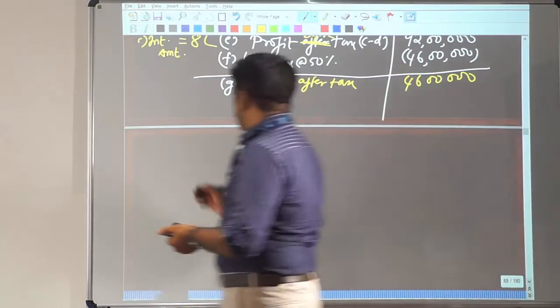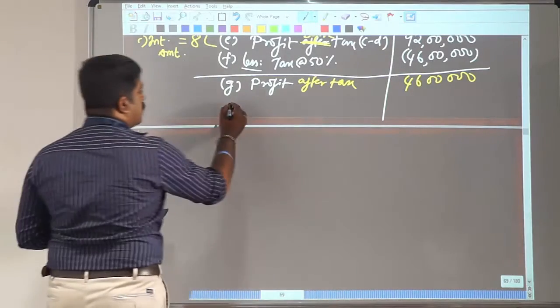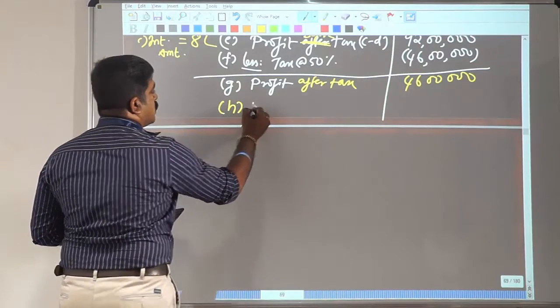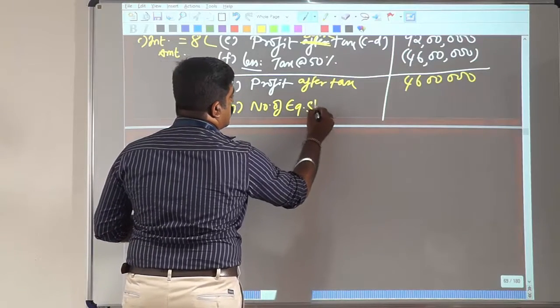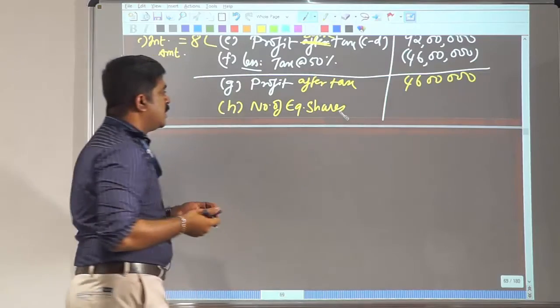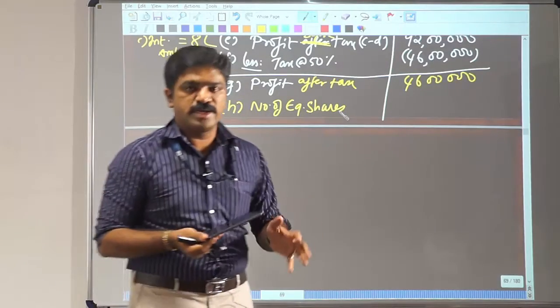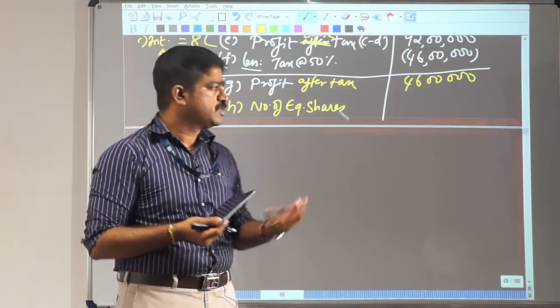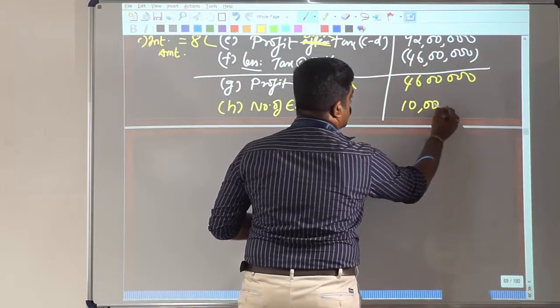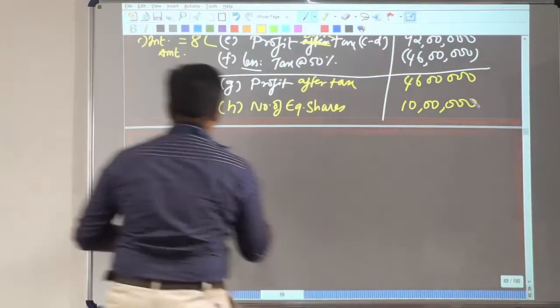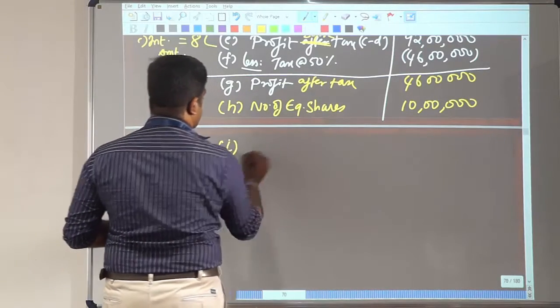Yeah. So here what I'll do, I'll divide it by the number of shares. Number of equity shares. See, when you go for a debt option, you are not raising any equity. So already they have 10 lakh shares and the 10 lakh will continue, right? So number of equity shares are 10 lakh. So what's going to be the EPS?